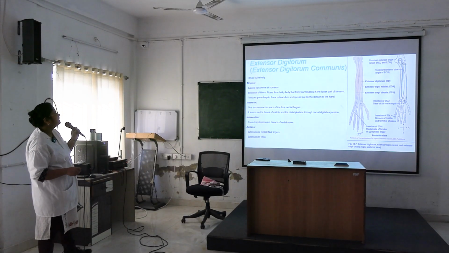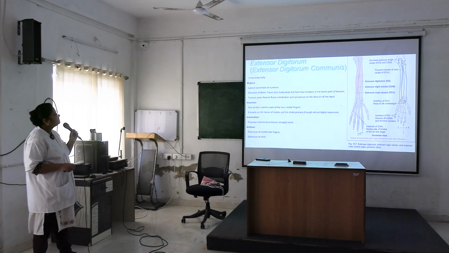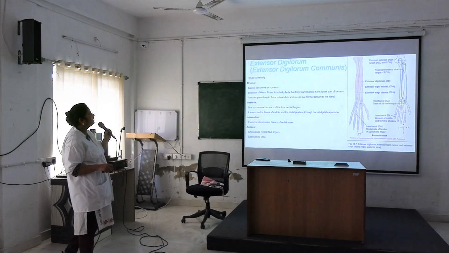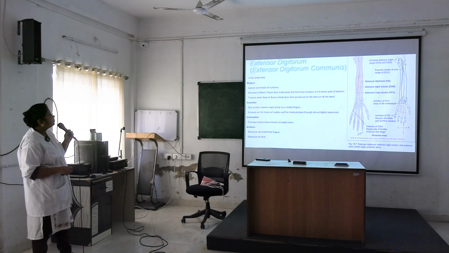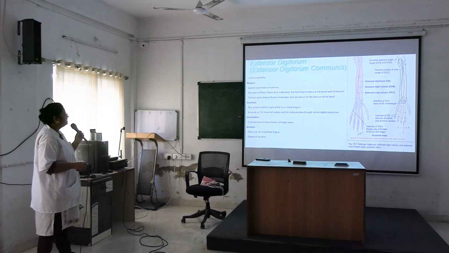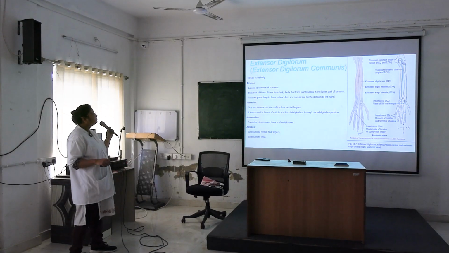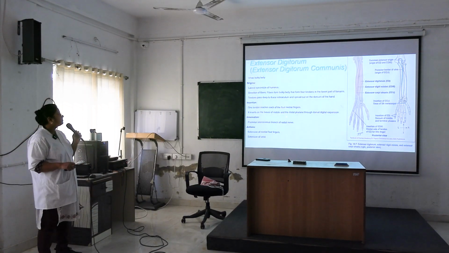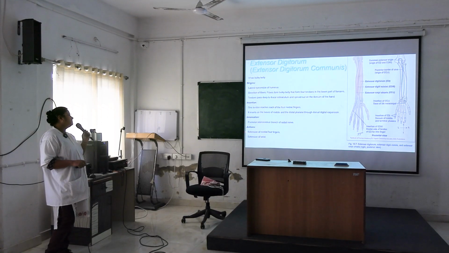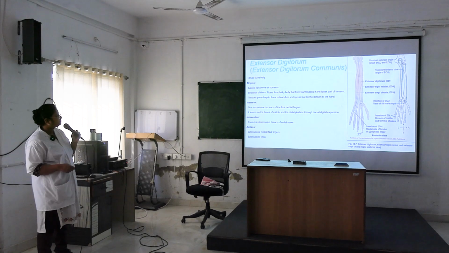Fibers form a bulky belly that forms four tendons in the lower part of forearm, and the tendons pass deep to the extensor retinaculum and spread out on the dorsum of the hand. One tendon reaches each of the four medial fingers, and it inserts on the bases of middle and distal phalanx through dorsal digital expansion. Innervation is by posterior interosseous nerve, and action is extension of the medial four fingers and extension of the wrist.